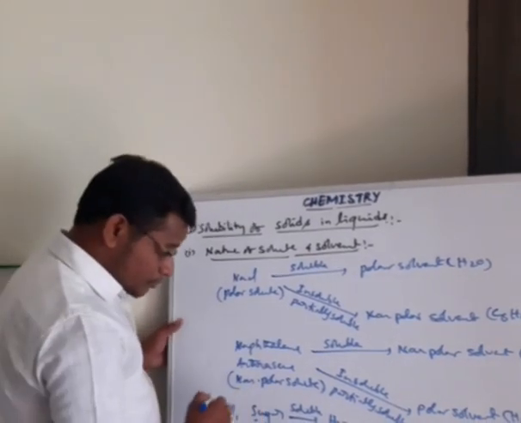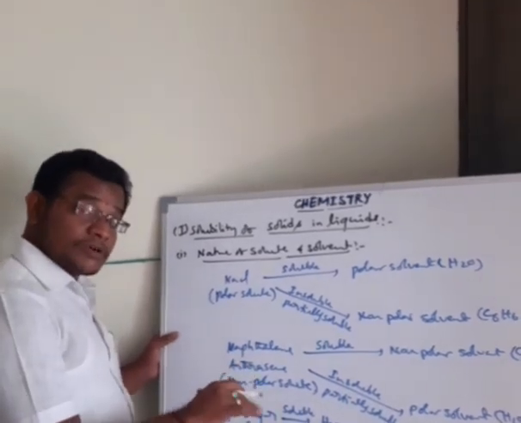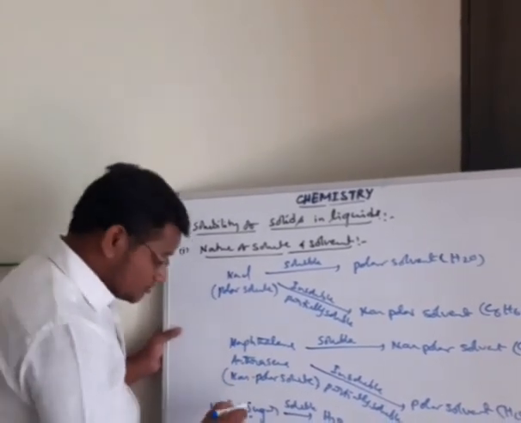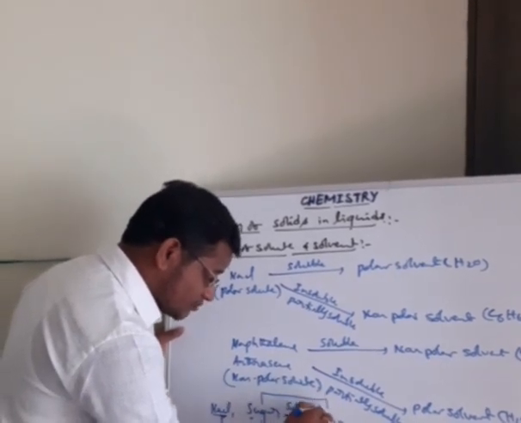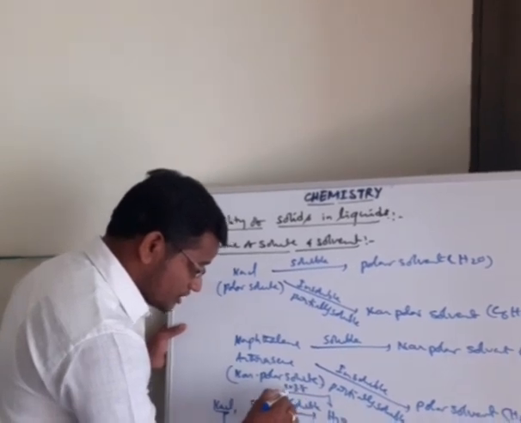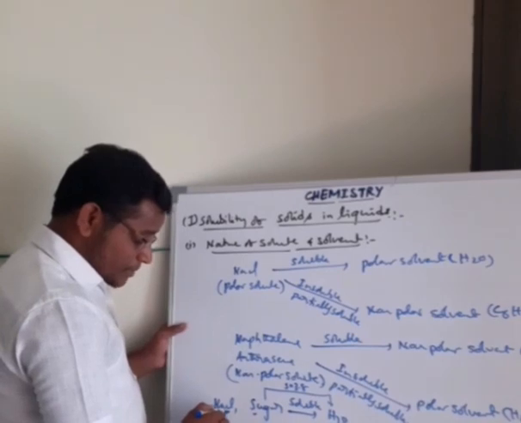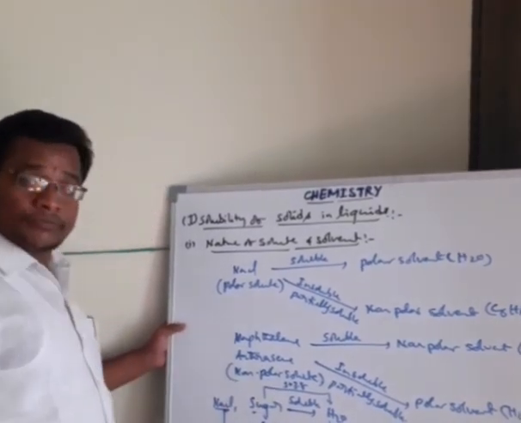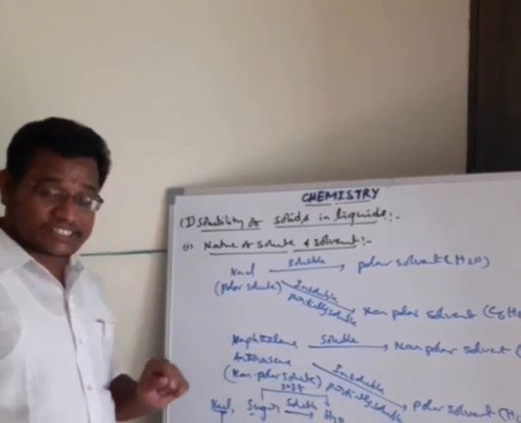But sugar is a non-polar solute. Non-polar solutes are insoluble, sometimes partially soluble. That's why here sugar is a non-polar solute, so its solubility in water is less. Its solubility S is equal to 3.8. Here S means solubility. So sugar solubility in water is less compared to the NaCl solubility in water. That's why the solubility of sugar is less in water than NaCl.